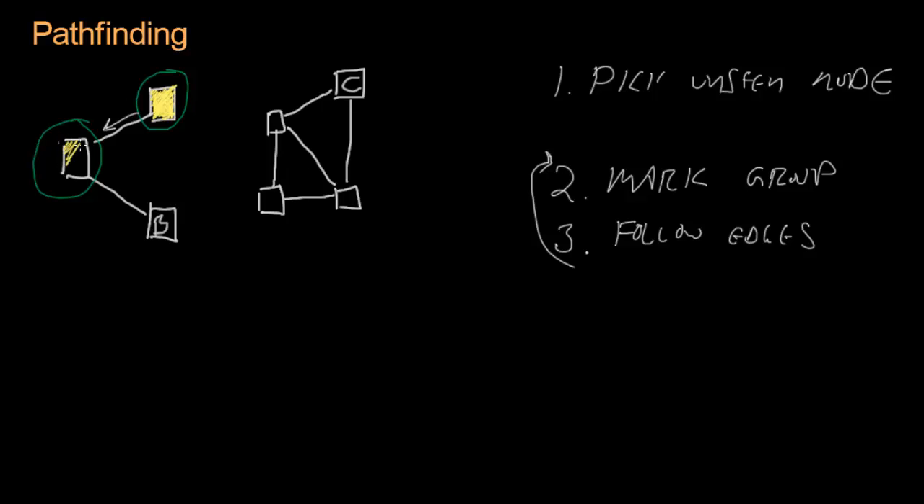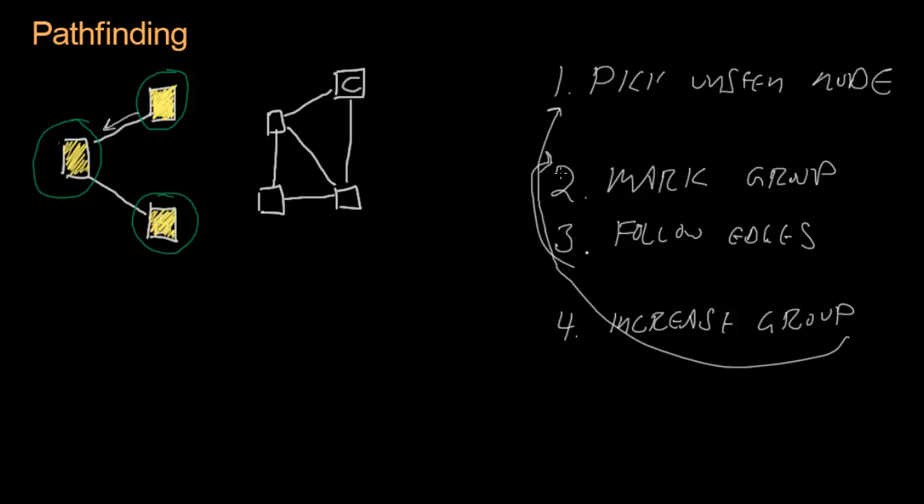We mark it as part of our group, so I'm coloring it in yellow. And then we follow the edges. Now here is our current node. We mark it as part of the group. And now we have no more edges left to follow. So I'm going to put step 4 here, which is to increase the group. Or we get a new group, which is going to be our purple color. And then after we have a new group, we go back to step 1.